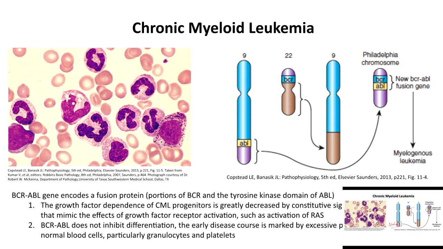This fusion results in the formation of a new tyrosine kinase. Tyrosine kinase, as we are aware, will cause more proliferation of the cells. In this particular case, the myeloid series. It seems to remove the growth dependence of these myeloid cells on the growth factors. So it results in a lot of proliferation. Significantly, though, it does not cause a maturation arrest.